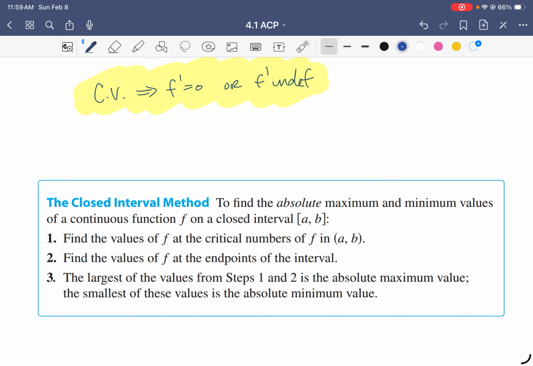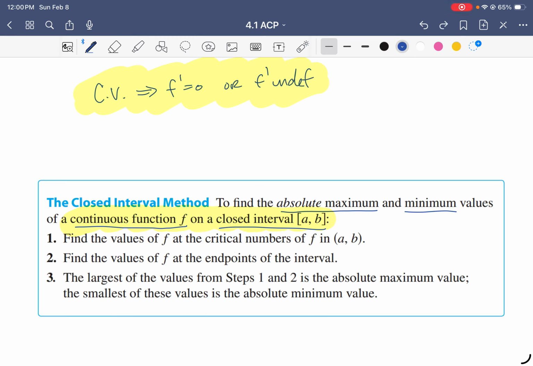So now, if we're looking for an absolute max or min for a continuous function on a closed interval, we need a continuous function on a closed interval. We know from the extreme value theorem, as long as we have a continuous function on a closed interval, it will attain its absolute min and max on that interval. So it's either going to be at the endpoints or it's going to be at those critical values.